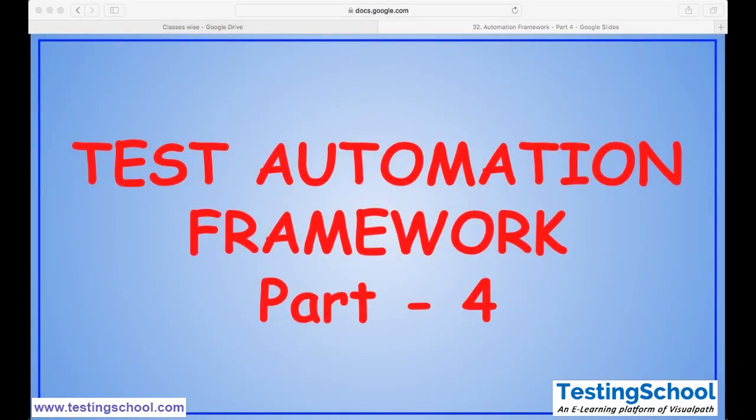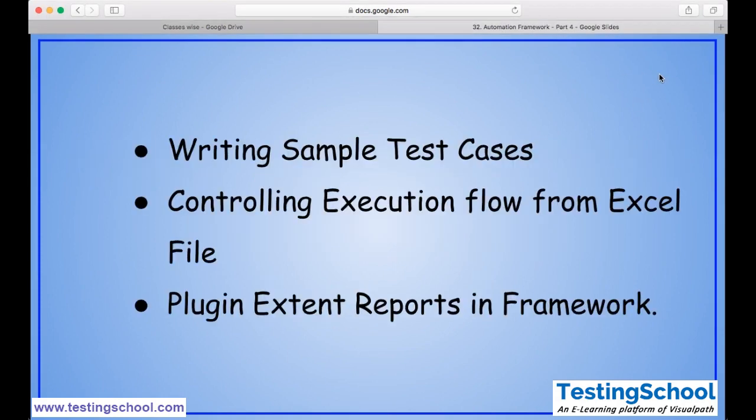Hi all, in this video we'll see test automation framework part 4. As part of this video we'll see writing sample test cases, controlling execution flow from Excel file, and plugging in extent reports in the framework. We already did something with extent reports, but we need to do more, and we'll see that also. But before that we'll see how to write a sample test case.